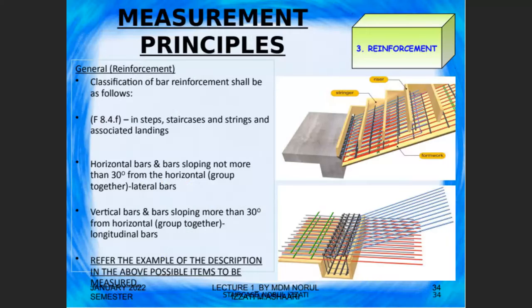I would like to go back to what I did mention earlier, the rule of measurement according to F.8. So the unit of measurement is meter, then you have to convert to kg. That means the final unit of measurement is kg. The classification of the bar shall be as follows. So what you have to do, first, when you have checked your drawing, is to first identify the heading.